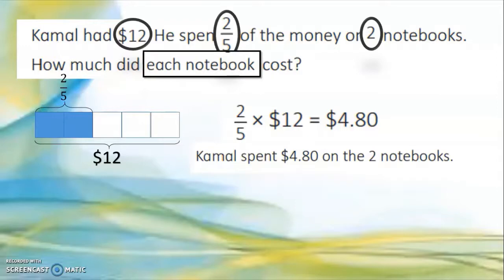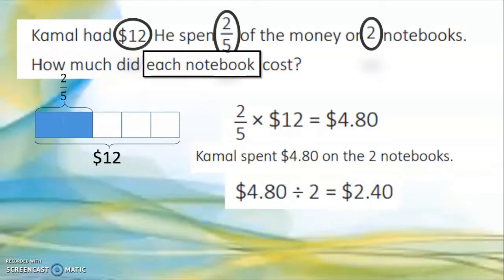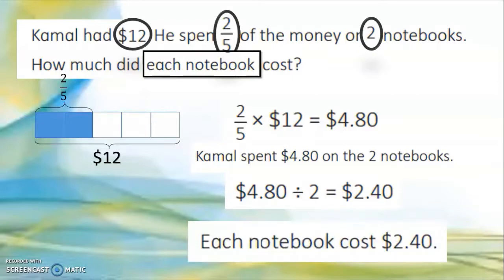But we're looking only for 1 notebook. How are we going to find 1 notebook? Very good. We're going to divide $4.80 divided by 2. It will be $2.40. So each notebook costs $2.40.